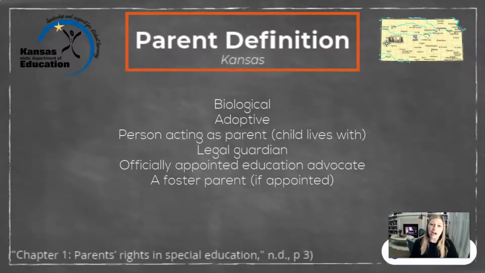The definition of a parent in the state of Kansas is a biological parent, an adoptive parent, a person acting as a parent, such as a child living with a grandparent, they could be the parent, legal guardian, officially appointed education advocate, or a foster parent can also be appointed as the educational decider. The educational decisions made for that child are made by the parent.